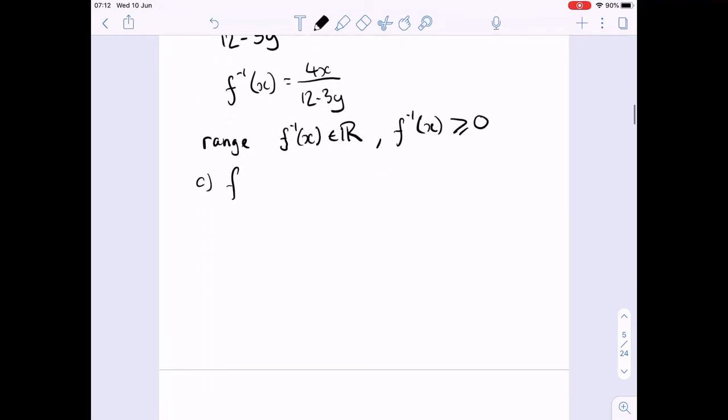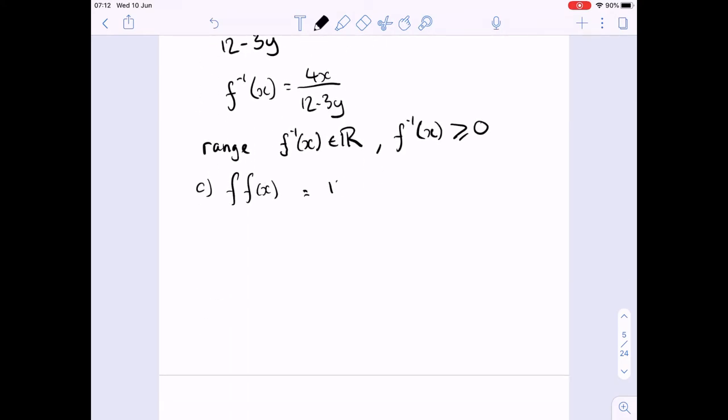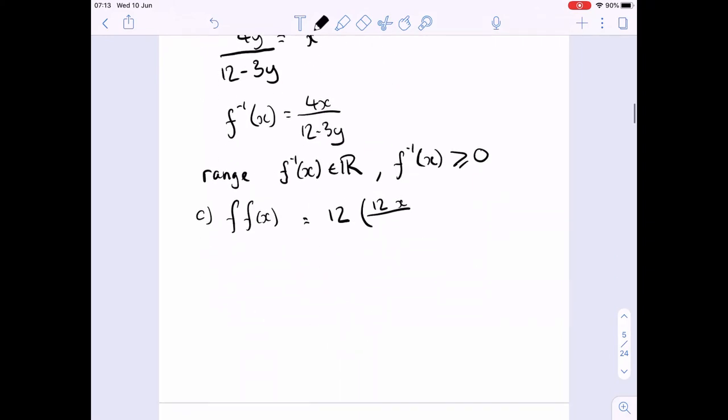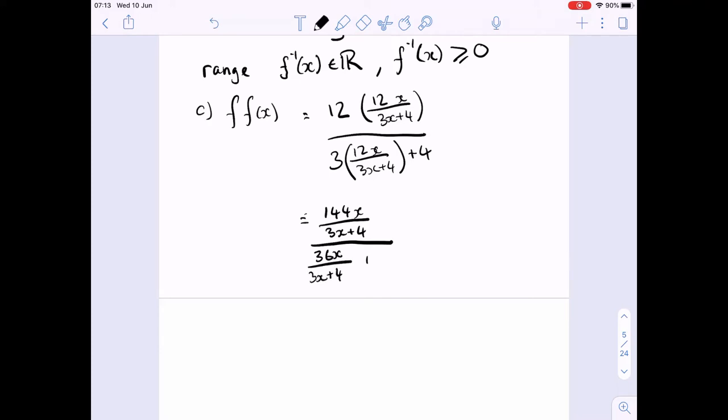So f of f of x is going to be when I sub the function into itself. So it's going to be 12 times 12x over 3x plus 4 over 3 times 12x over 3x plus 4, plus 4. Okay, now if I simplify this out, we're going to have 144x over 3x plus 4 on the top, over 3 times 12x, 36x over 3x plus 4, plus 4.